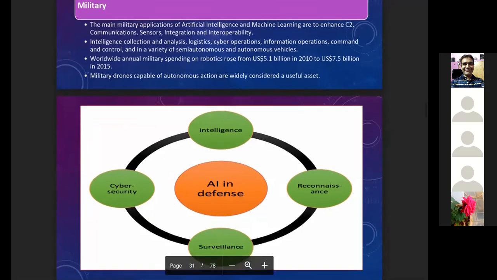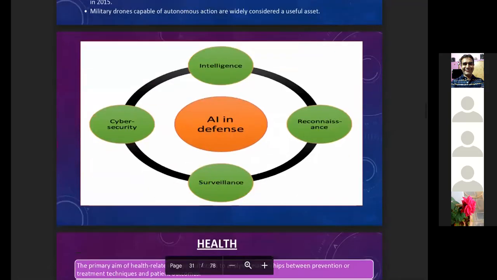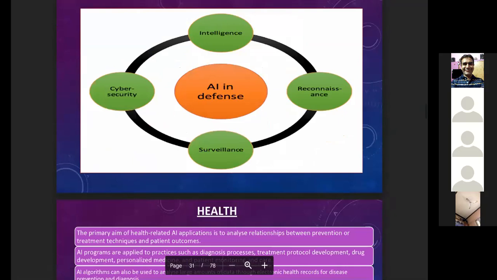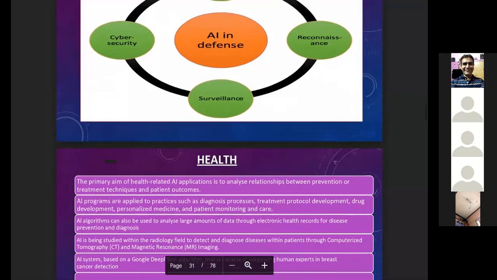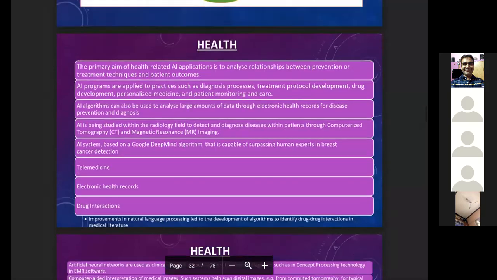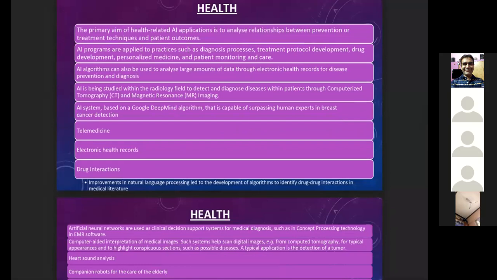Even drones are a very upcoming field in machine intelligence and AI. In the army, they are using drones to identify the upkeep of the army, where they have made a base and all. They are able to track, pinpoint and destroy a particular location. Healthcare plays a very, very important role.